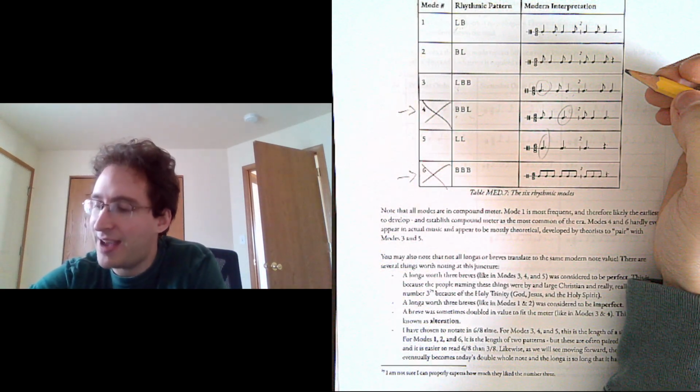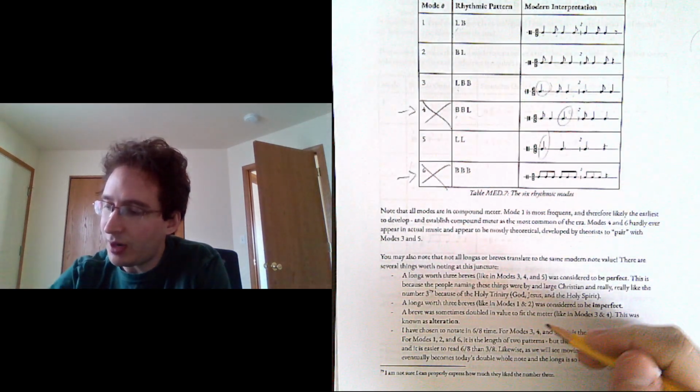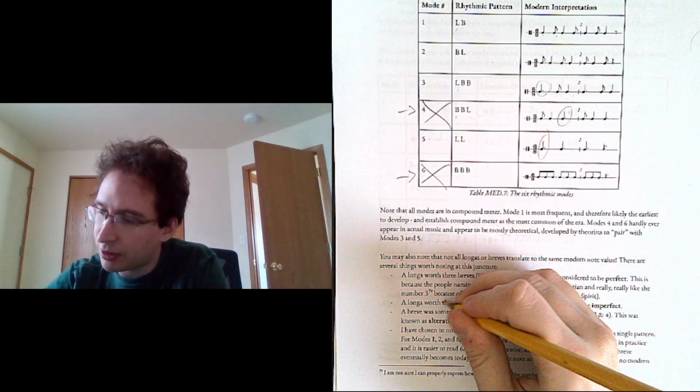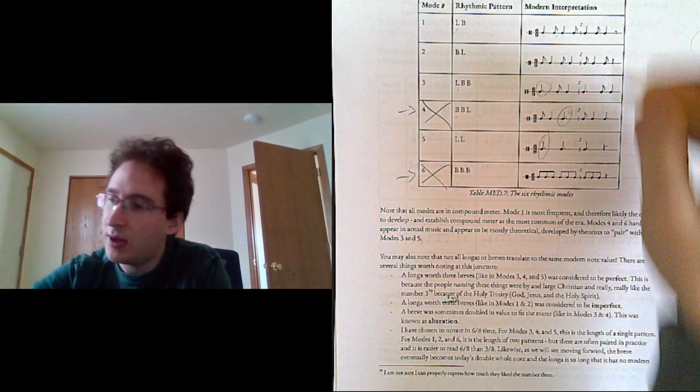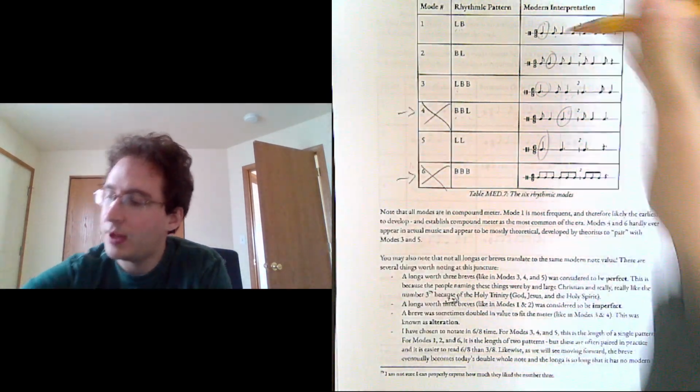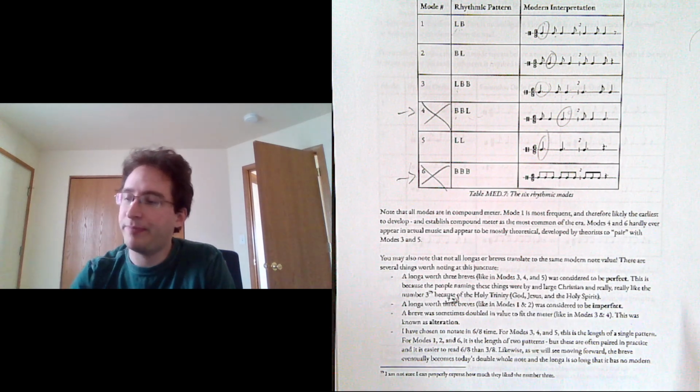And then if you had a longa that was worth 2 brevs, like here where it's a quarter note, that was considered to be imperfect.